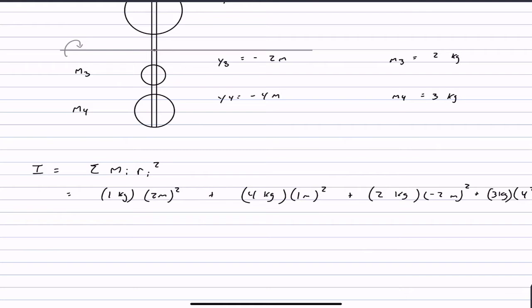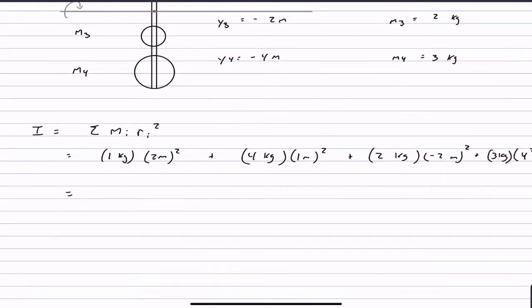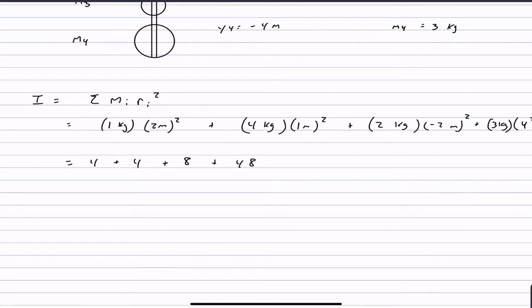Okay? So the total rotational inertia is going to be 4 plus 4 plus 8 plus, we have 16 times 3, 48. So this gives you a value of 64 kilogram meters squared.